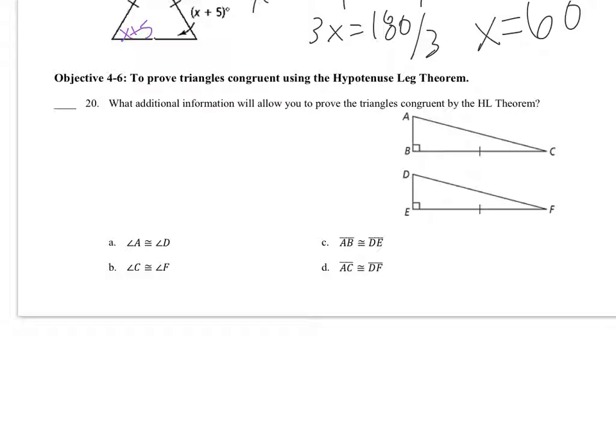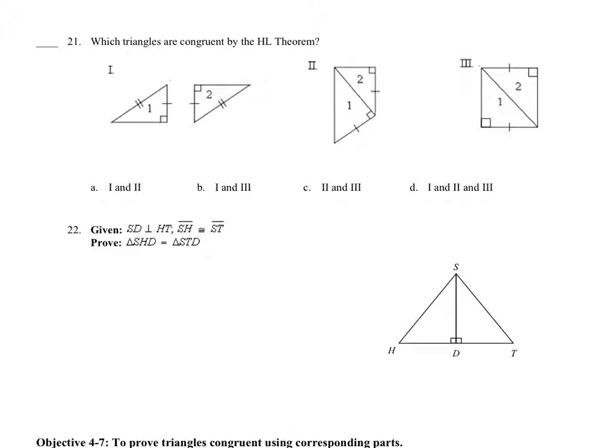What additional information do you need for HL? So when you're doing HL, first you need to have a right angle. So that one's already there. H is the hypotenuse. So you need to know the hypotenuses are congruent. And so far I do not know they are congruent. So I would need to know AC is congruent to DF. So AC, DF, that last one. And the L stands for a leg. But again, we already got that. Next.